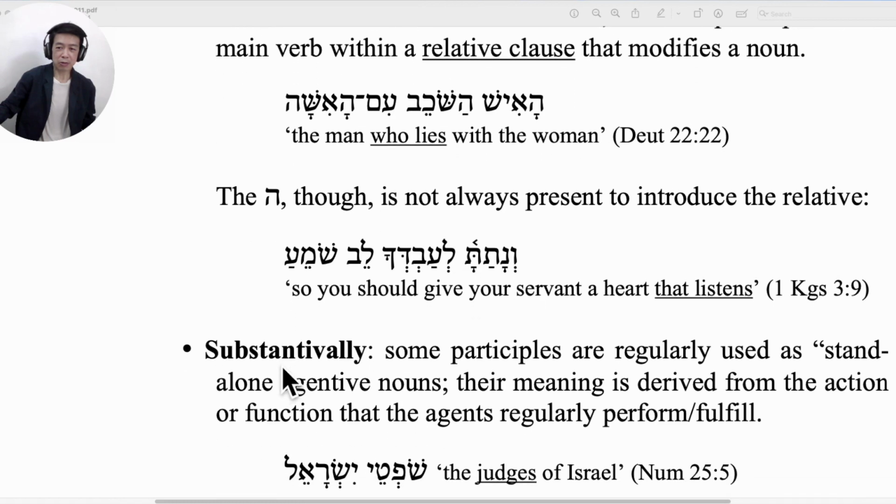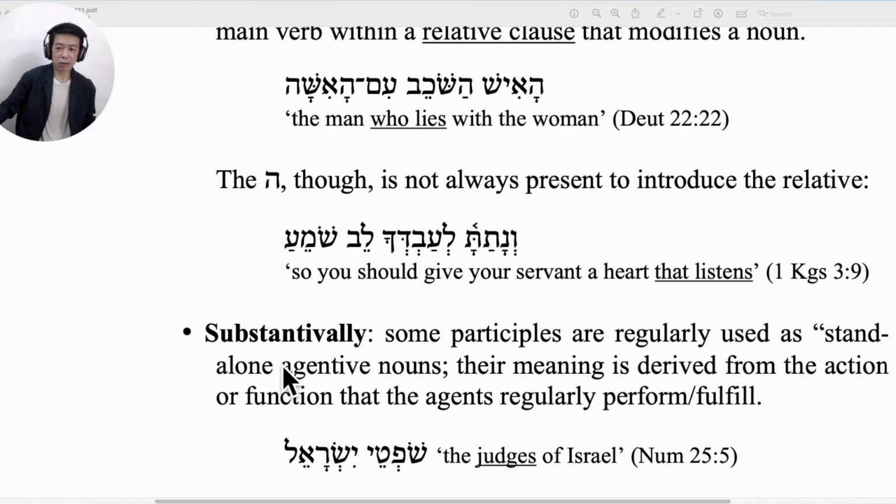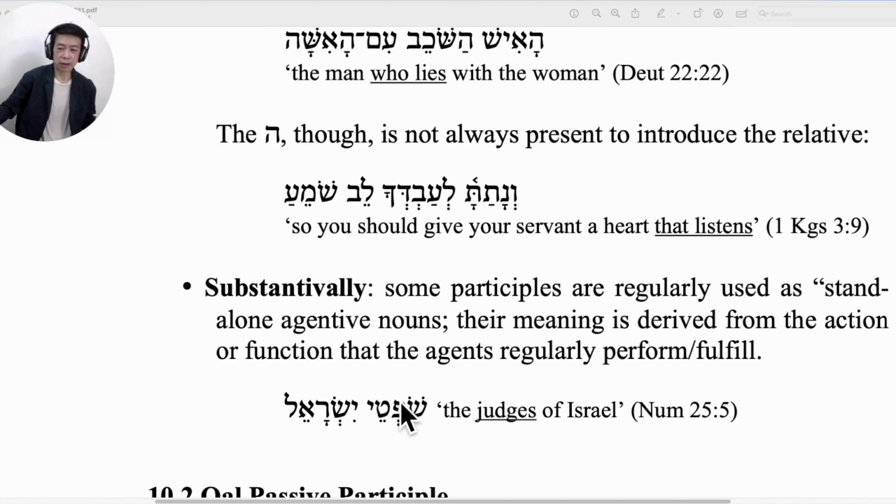Substantively, some participles regularly are used as standalone adjective nouns. Their meaning is derived from the action or function that the agents regularly perform or fulfill, such as from Numbers 25:5. The judges of Israel. Shoftei Yisrael.